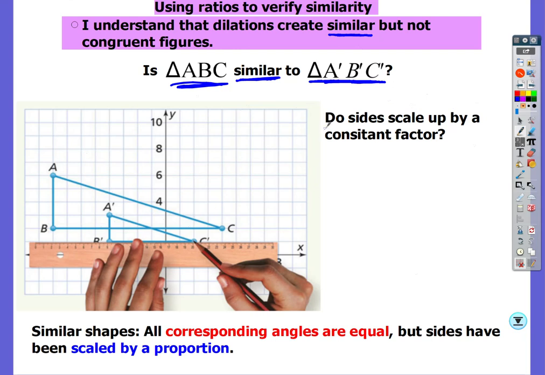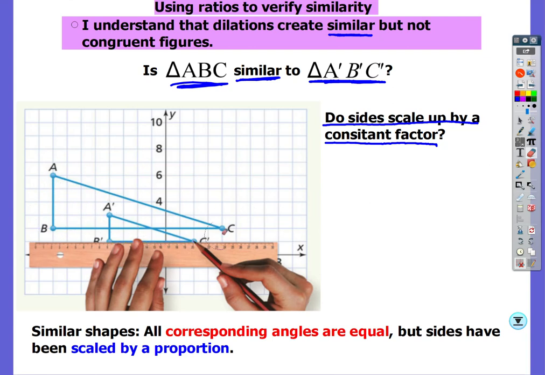But a good way to test it is do the sides scale up by a consistent factor. So what I mean by that is, let's say we had this side over here, BC, looks about 3 times longer than AB. And you could say the same thing here. A prime, B prime looks about 1/3 of the size of B prime, C prime, or B prime, C prime looks about 3 times the length of this. So there's a way to verify this.